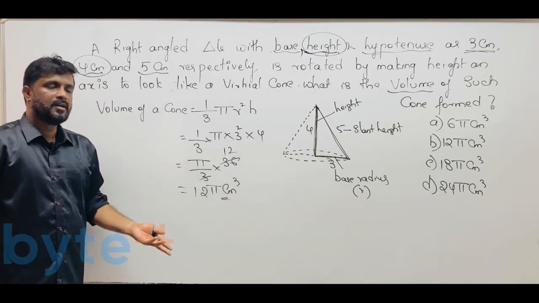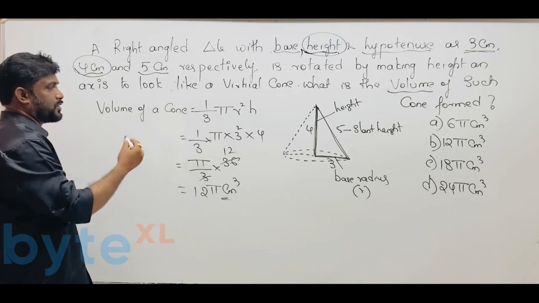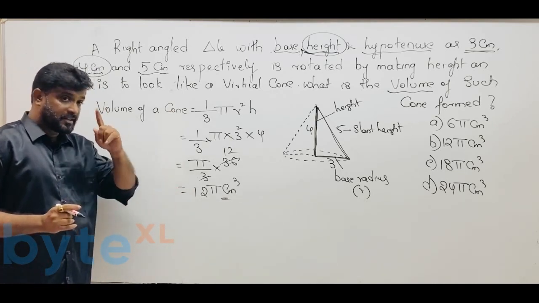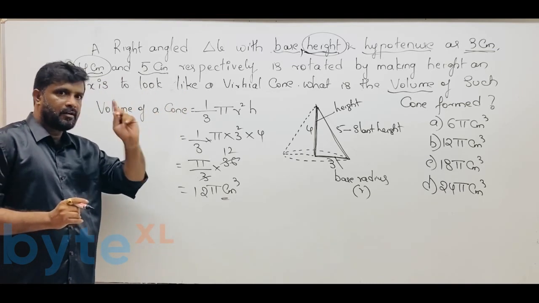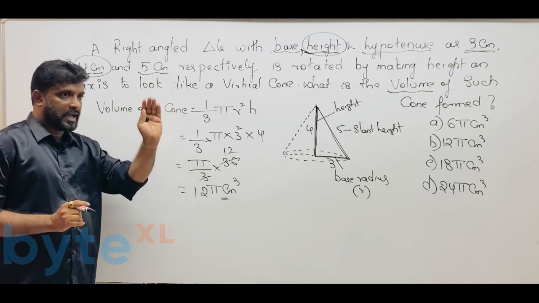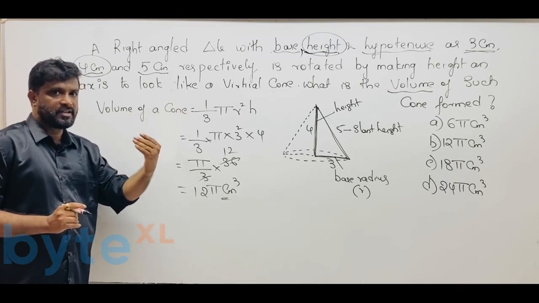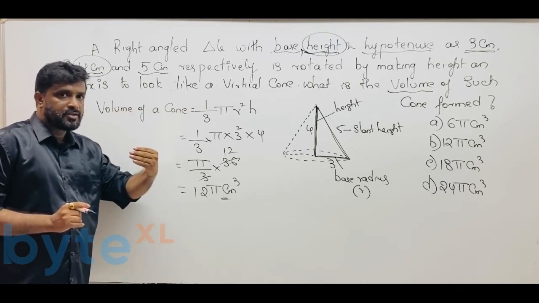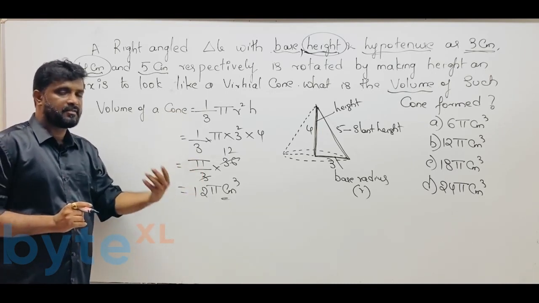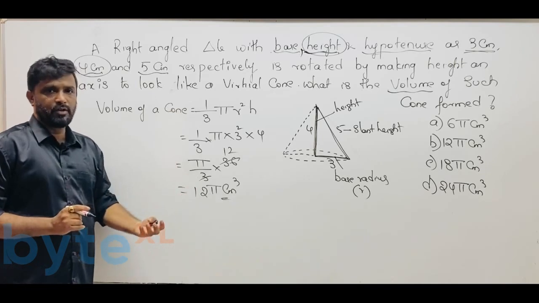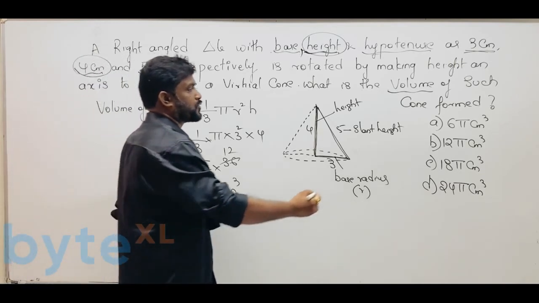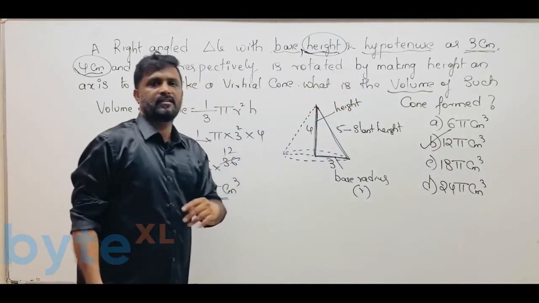Why 12 pi centimeter cube? Because volume is measured in cubic units. So the formula substitution is very easy. Anybody can do it actually. But the imagination is more important: when the triangle rotates to look like a cone, what role the dimensions will take when a two-dimensional geometrical figure is being transformed into a three-dimensional geometrical figure. Hope the video has helped you with this imagination. So 12 pi centimeter cube, option B, is the correct answer for this question.